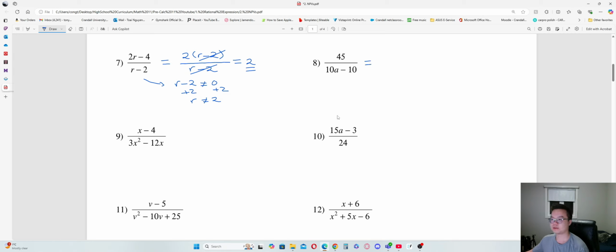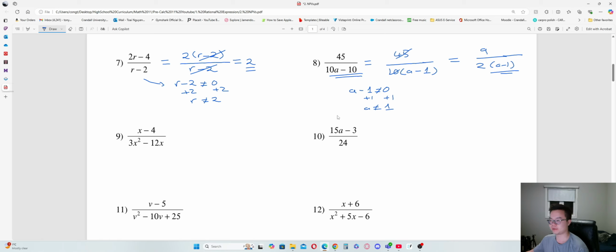Next, do the same thing. 45 remains the same, but the 10 at the bottom, I can take it out, put it outside the bracket, then I will have a minus 1. 45 and 10, I can simplify further by dividing by 5, then I will have 9 over 2 of a minus 1. So in this case, you can use 10a minus 10 or a minus 1 here. They both will give you the same answers. So in this case, I will use a minus 1 as well. So a minus 1 not equal to 0, plus 1, then I'll have a not equal to 1.